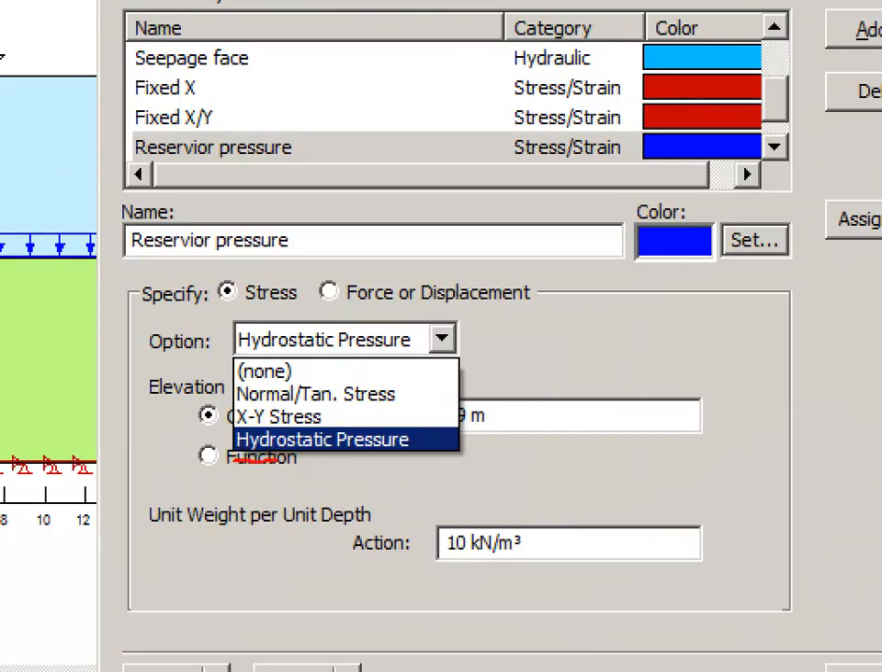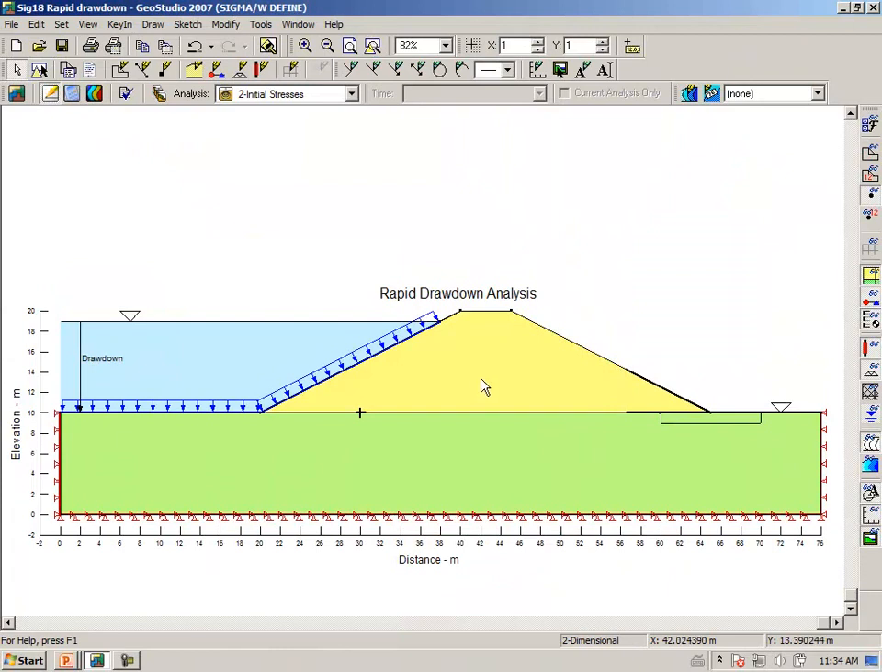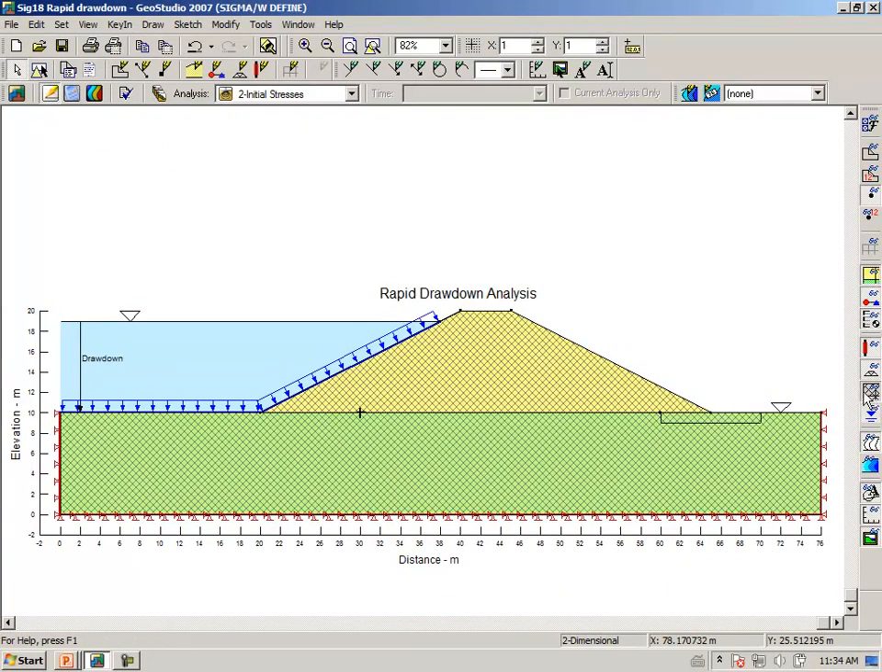We have selected hydrostatic pressure from our list of stress type boundary conditions. In this case we have turned on gravity, so we have the self weight of the material, plus we get our pore pressures from the long-term steady state seepage analysis. But it is incredibly important to also apply the weight of the reservoir water, and this has to be done through a boundary condition.